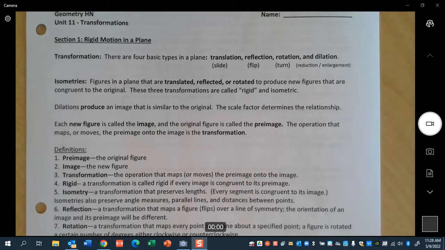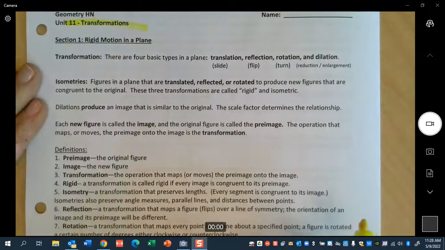We're going to ramp it up a little bit for this packet, but honestly not a whole lot. Basically, every year that I've taught this, we run out of time. So we usually spend more time on circles and solids, revisit constructions, but transformations is always a real quickie. So this is kind of typical.